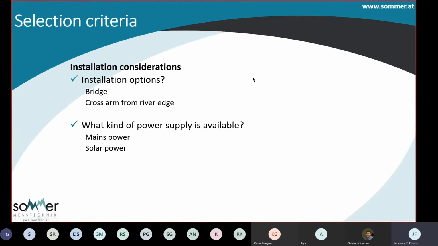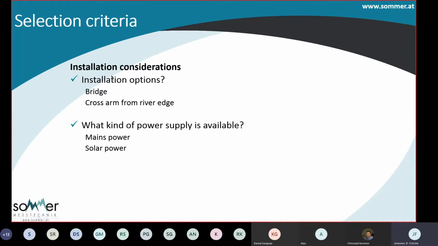Then you need to consider your installation options as well. So if you have a good looking site and you say that the river is straight, the river bed is stable, and we have a constant cross section, so it's perfect, you might not have the chance to install your instrument because you don't have any infrastructure to do so. So you have to consider, do I have an installation option?